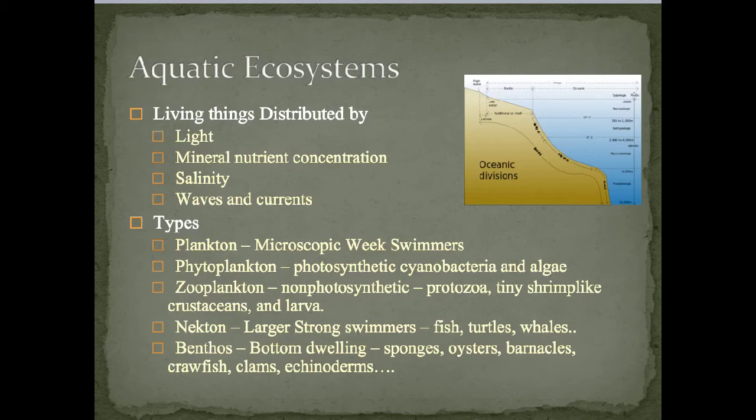Nekton, which are my swimmers. It's kind of a fun word, nekton. Like fish, turtles, and whales. And then benthos. These are the bottom dwellers. These are the guys that you find at the bottom of the different aquatic ecosystems, like sponges, oysters, barnacles, crawfish, clams, echinoderms.